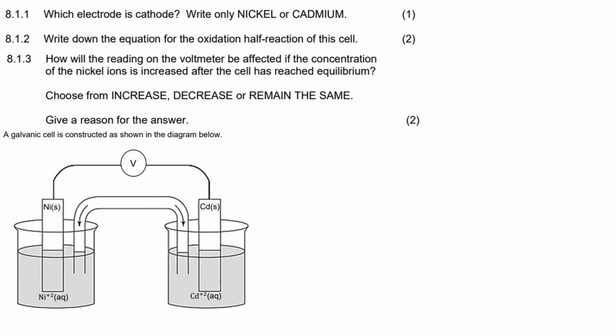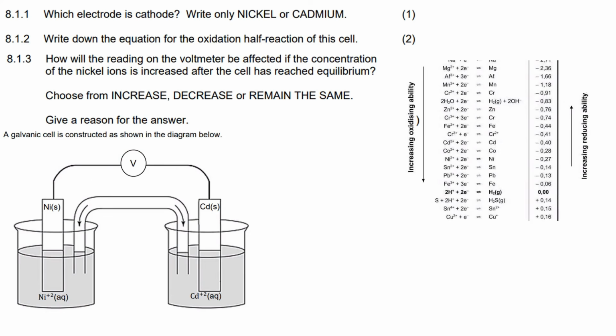Okay, here we have some electrochemistry. Which electrode is the cathode? Write down only nickel or cadmium. So you can't just look at this and figure it out. You need to look at your table. The table that I always use is table 4B.